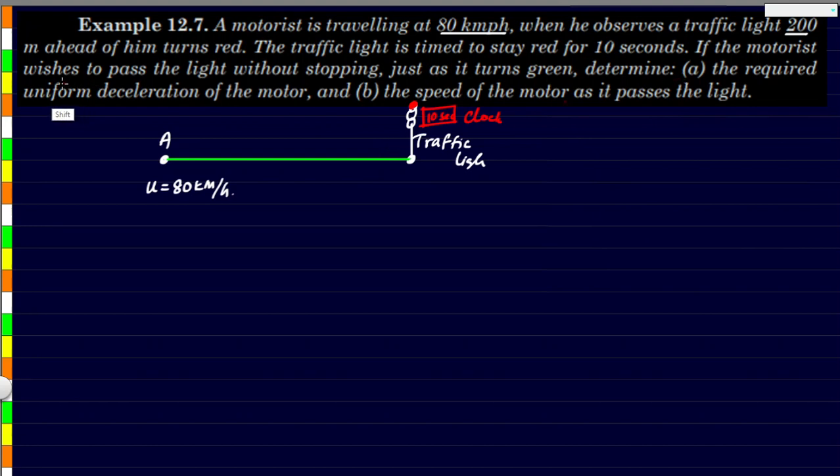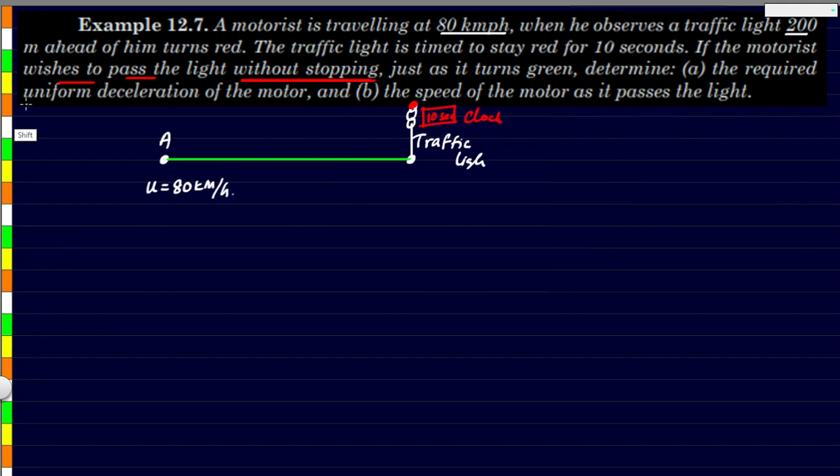So the motorist wishes to pass the light without stopping. So he doesn't want to stop, he doesn't want to apply the brake, he just wants to move with constant deceleration till he arrives at the traffic light exactly when the color changes to green. So when the color changes to green. So that's what he wishes to do.